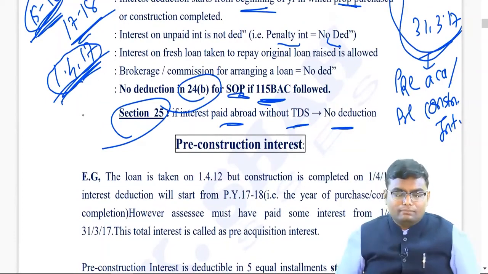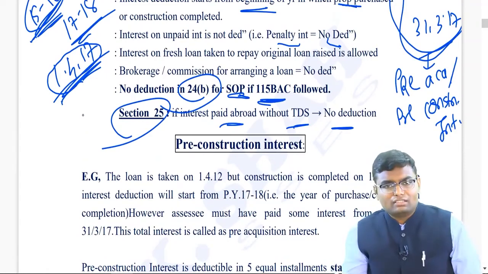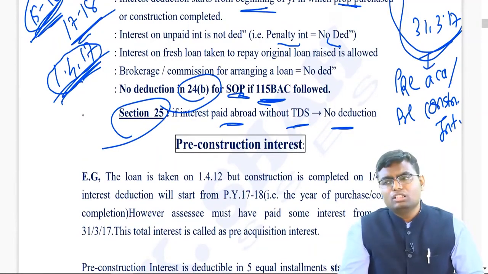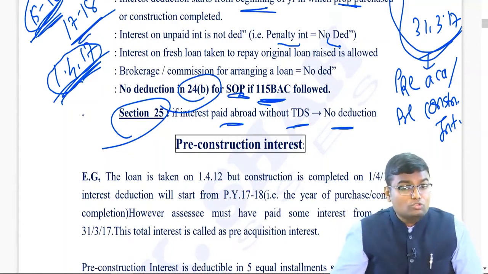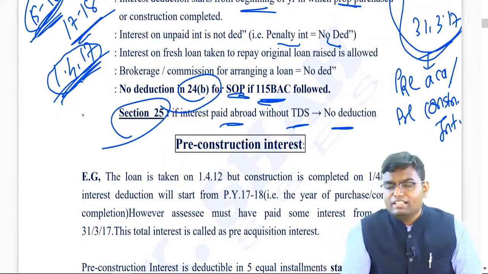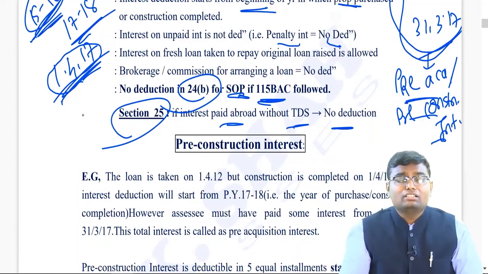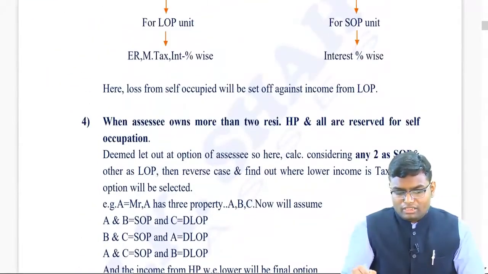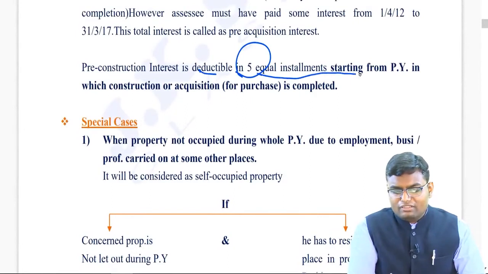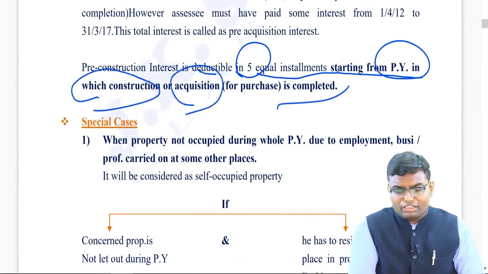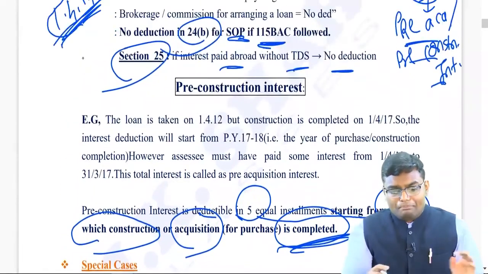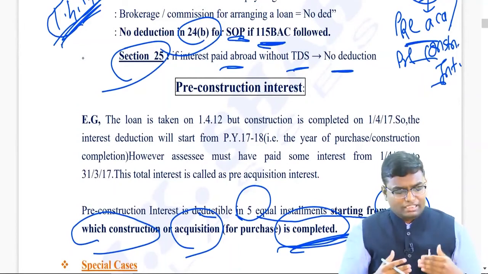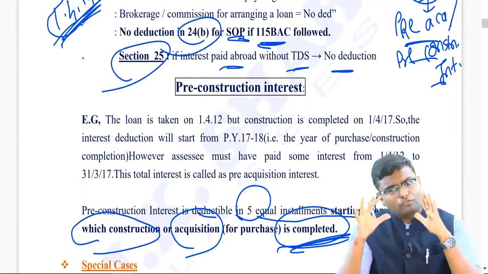It is just like accountancy. In accounts, whenever there is preliminary expense, the expense done before starting the business, what do you generally do? You do not get the deduction in a single year, you defer it, you amortize it, sometimes in 5 equal annual installments. Same over here. Whatever is the total interest of this pre-construction or pre-acquisition period, you determine that total interest and you get the deduction from the year 17-18 in 5 equal annual installments. See what I have written over here. Pre-construction interest is deductible in 5 equal installments starting from the previous year in which construction or acquisition is completed. So what will happen is, let's say in 17-18 my construction is completed. So from 17-18, for 5 years, I will get the deduction for that year also.